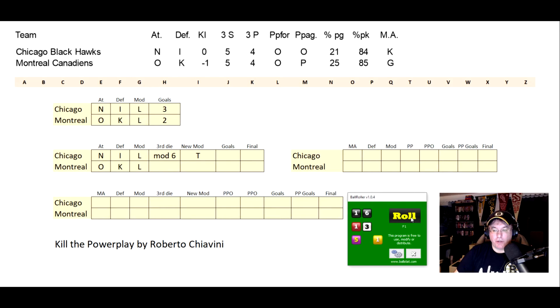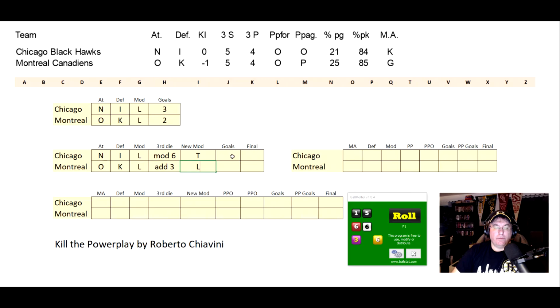Now let's roll for Montreal. They roll a 6, which is fantastic. A 6 says add 3 goals to your score. So Montreal is going to add 3 to their score. Chances are Montreal is going to win this game. Their modification didn't change. They're still an L.